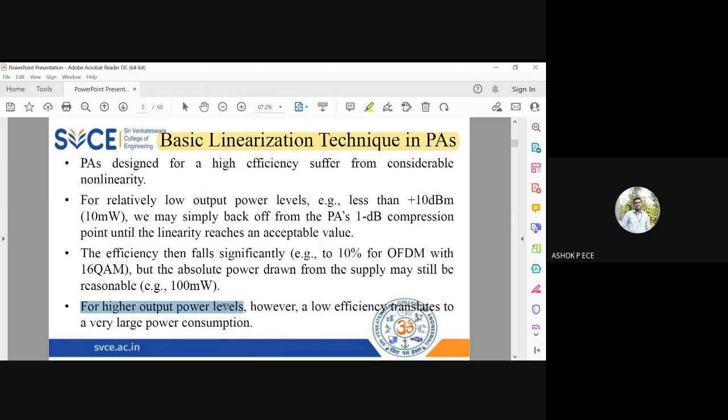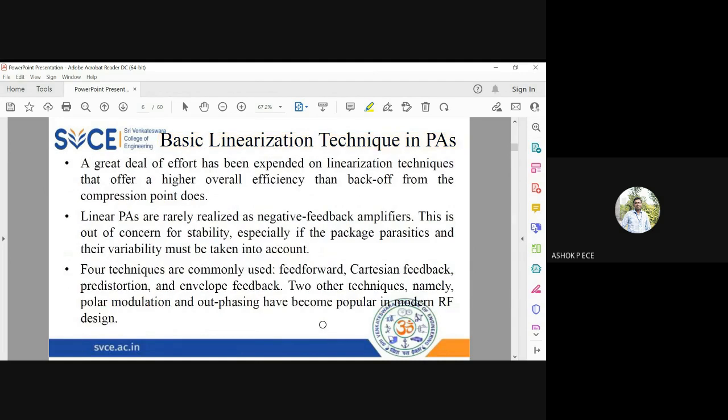For high output power levels, low efficiency means power consumption is large. So a lot of study has been done on how to increase the efficiency and how to make the amplifiers more linear. So those can be achieved by different feedback techniques. So you know that feedback will remove all the noise, and feedback networks are going to be highly linear.